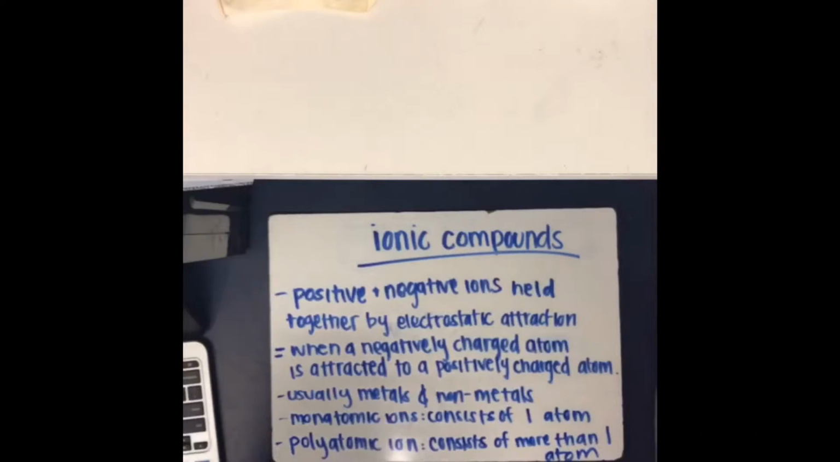Okay, so now we're going to talk about ionic compounds. These ionic compounds are positive and negative ions held together by electrostatic attraction. And what that is, is when a negatively charged atom is attracted to a positively charged atom. And then ionic compounds are usually metals and nonmetals, or monatomic ions, which consist of one atom only, and polyatomic ions, which consist of more than one atom.